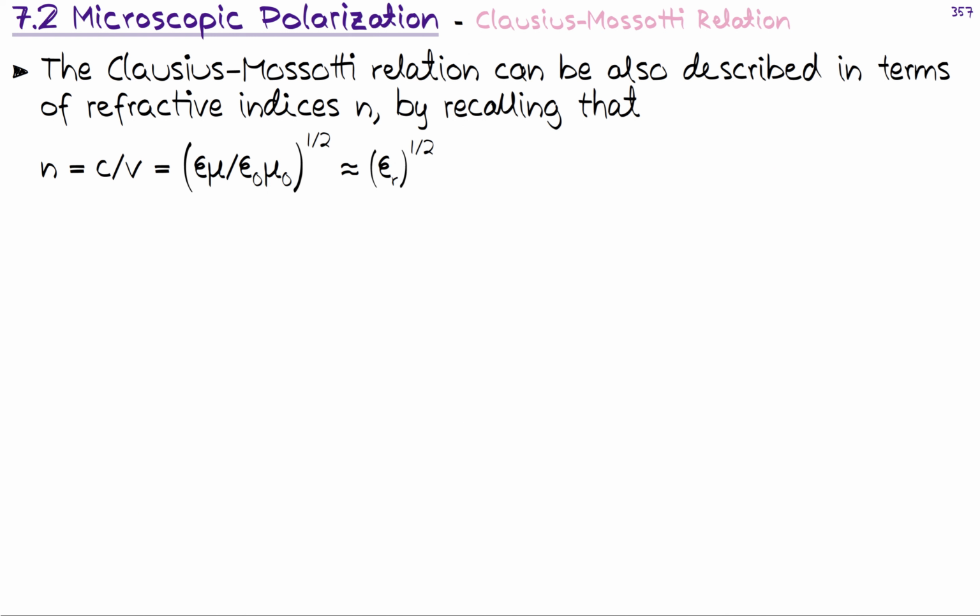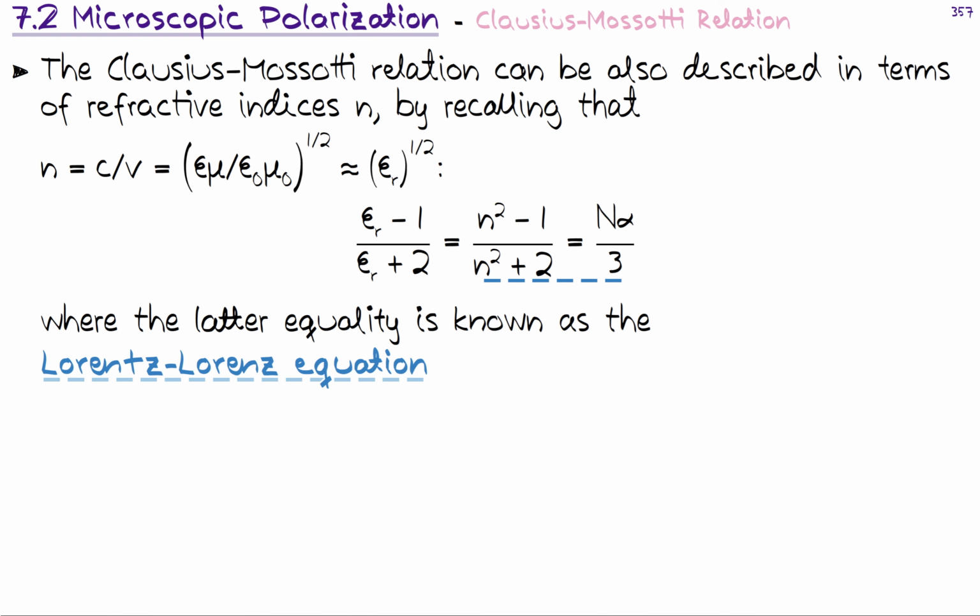So what we are left with is we can do the replacement, and then we can write an equation where we have the Clausius-Mossotti relation, the first left-hand side term, epsilon r minus 1 divided by epsilon r plus 2. So we can now replace this with the square of the refractive index. Then we end up with a relation where we have the Clausius-Mossotti relation described using refractive indices. And this latter equality is known as the Lorentz equation.